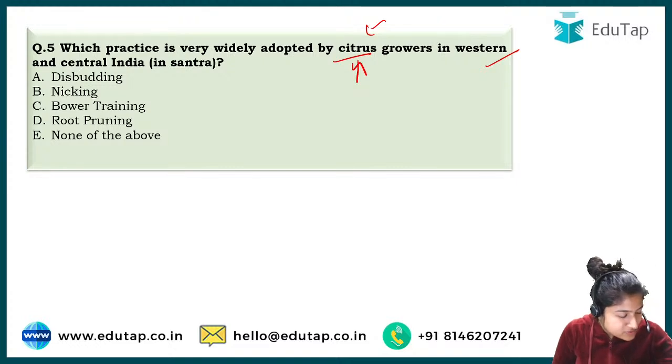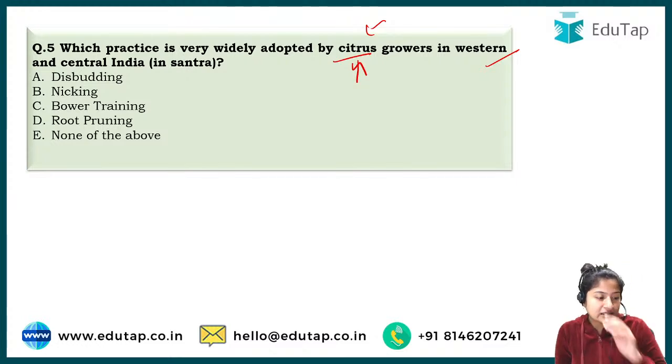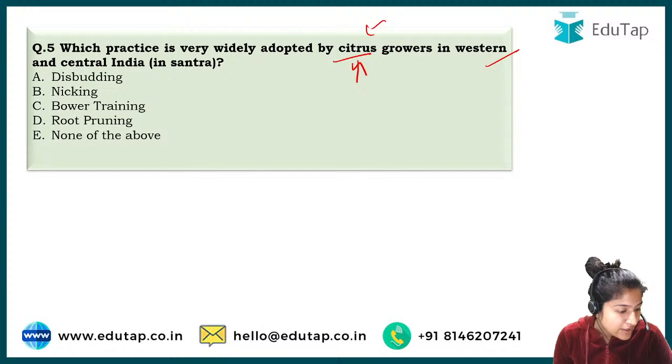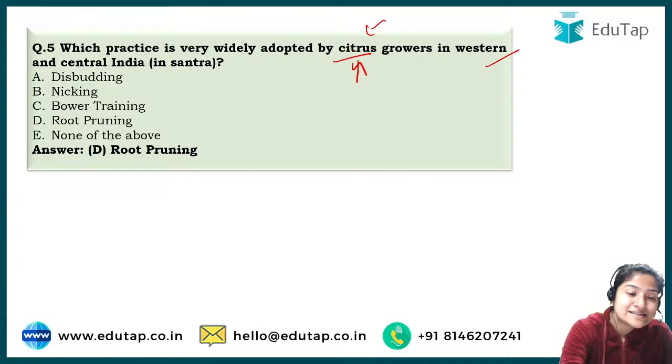And I guess Gaurav said the right answer of the previous one, although I have moved ahead with the next question. So I'm guessing he's talked about the last one only. So tell the correct answer of this one. Ayushi says root pruning. Sami says D, Vikram says root pruning, and Leena says bower training. See, the correct answer to this is yes, root pruning.